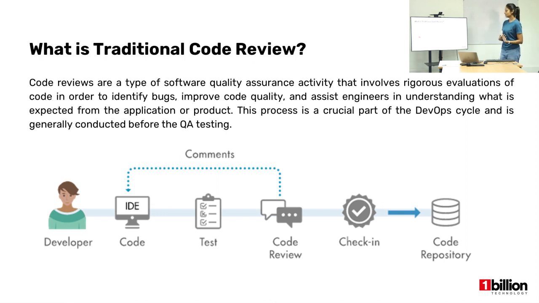Senior QAs, architects or senior developers review this code and give their feedback to the developers. The developers then make changes to the existing code based on the reviewer's feedback, and after that it is integrated into a version control system like Git. We call that the check-in process. After that, the code is stored in the code repository. So this is a normal traditional code reviewing process, which most organizations use.